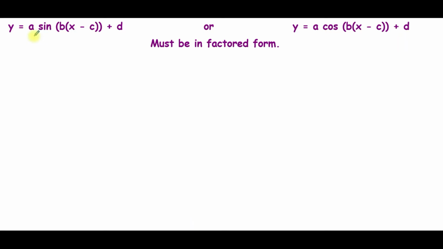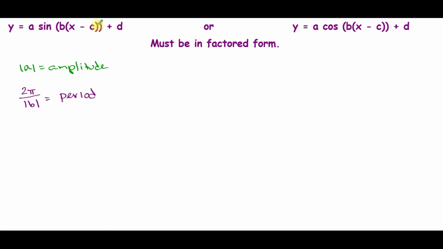So on either equation, doesn't matter which one I have, the absolute value of a is my amplitude. And then the b value is what we use to find the period. So we're going to go 2 pi divided by the absolute value of b is going to give me my period. It could also be 360, so it's really a whole circle over the absolute value of b, but most of the time we're going to work in radians, so we're going to use the 2 pi.